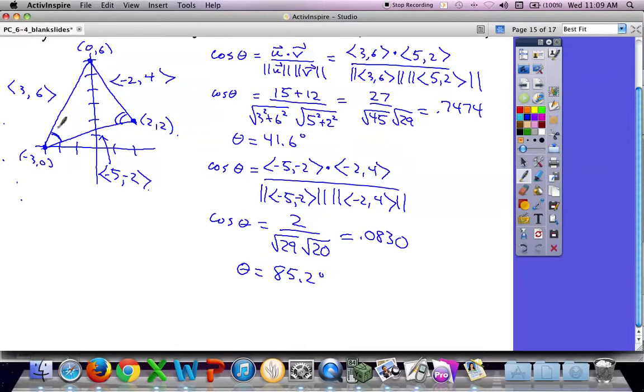Right, so we found this one, 41.6. We found this one, 85.2. And then the three of them have to add up to 180, so just subtract. 53.2.